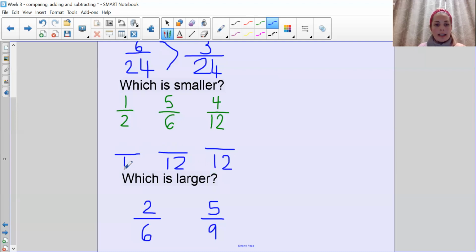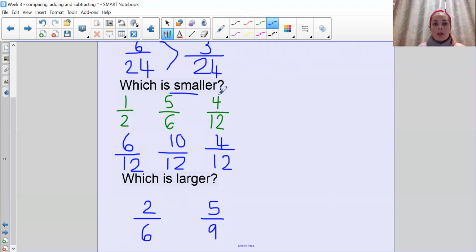And what do you think I need to now do to the top numbers? Great job. I need to make equivalent fractions. So what do I do to 12 to get 12? I did nothing. So what must I do to the 4? Absolutely nothing. What do I do to 6 to get 12? I times it by 2. So what must I do to the 5? Times it by 2, which is 10. What did I do to 2 to get 12? I times it by 6. So what must I do to the 1? Times it by 6, which is 6.